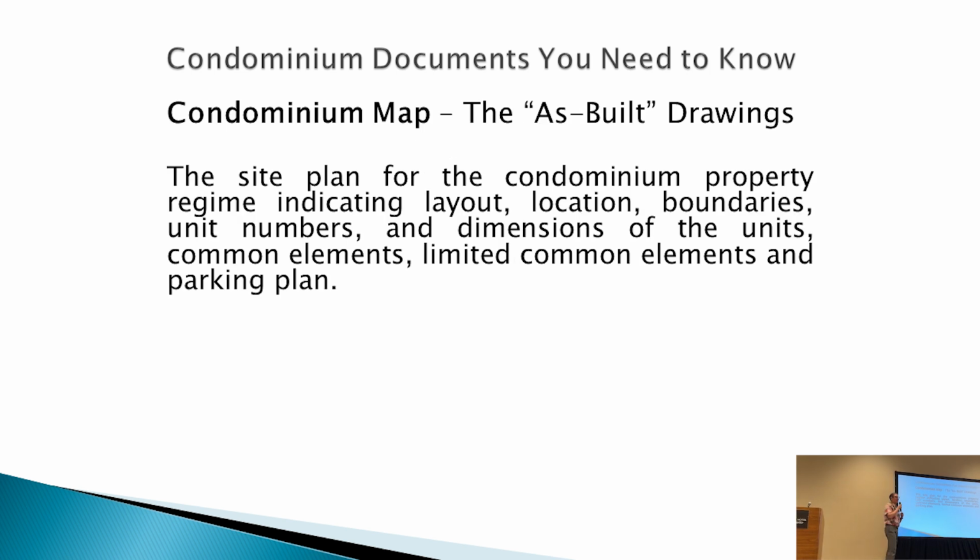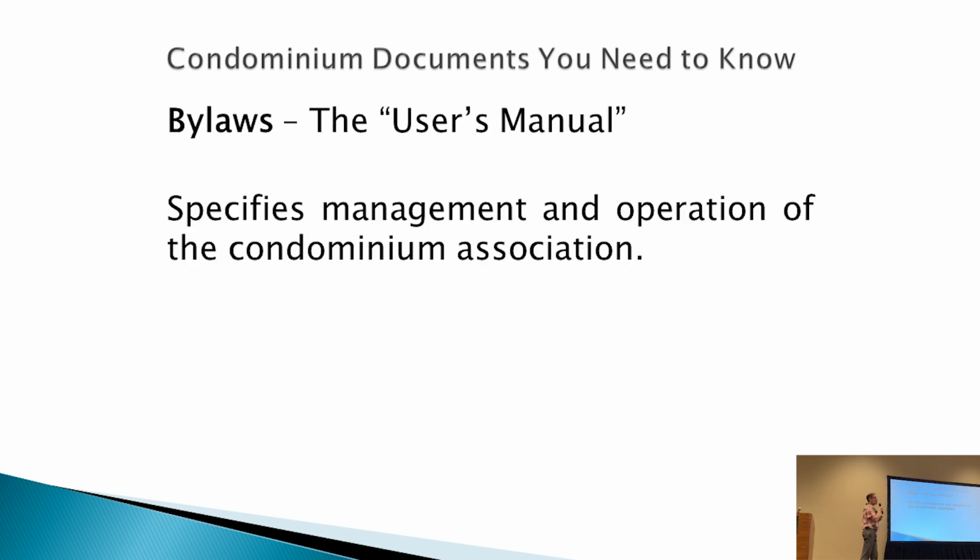The condo map is literally the as-built drawings for the project. It's usually the site plan for the condominium property regime, indicating the layout, location, boundaries, unit numbers, dimensions of the units, common elements, limit to common elements, and the parking plan. Again, very important document. 99% of board members have never looked at the condo map. The bylaws are the usual manual. They specify management and operation of the condominium association. Pretty straightforward stuff.